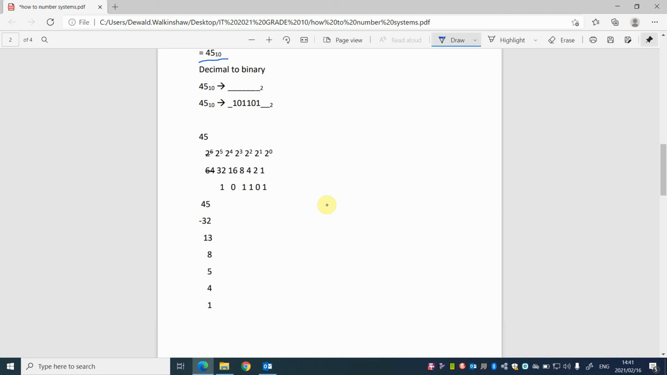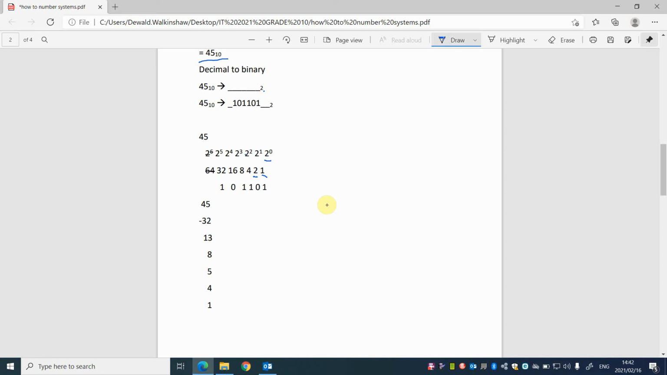Okay, then we're going to start at the right hand side again, and we know we need to convert it into a binary, so I'm going to start with a 2 as a base and then going to the power of 0. So 2 to the power of 0 equals 1. So then I'm going to ask myself, okay, is 1 greater than 45? No, 1 is not greater than 45, so I'm going to continue and I'm going to write 2 to the power of 1. 2 to the power of 1 equals 2. Is 2 greater than 45? No, it's not. So I continue.